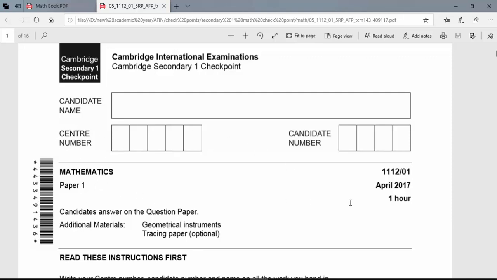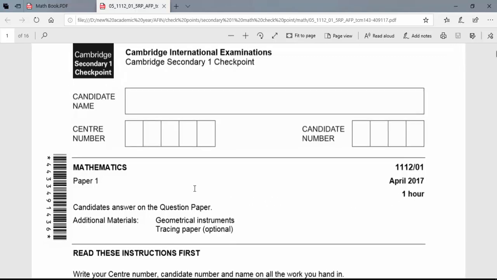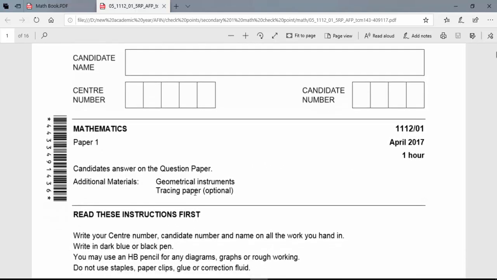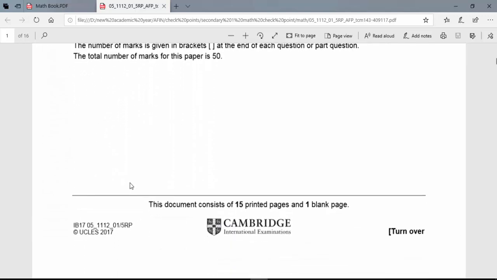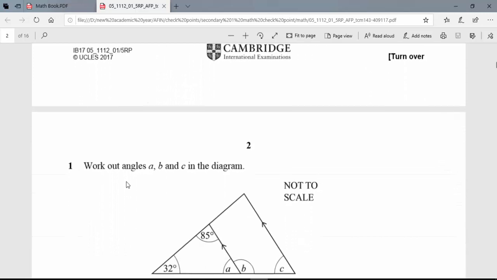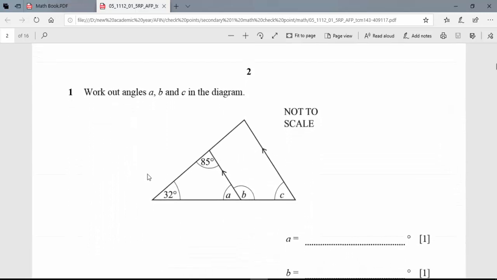This is the checkpoint past paper April 2017, so let's solve it. As you know, this is paper 1 and it's without calculator. Now, question 1, work out angles A, B, and C in the diagram.